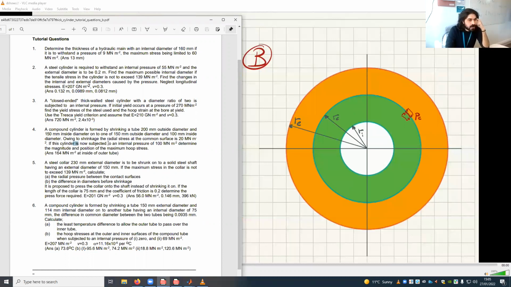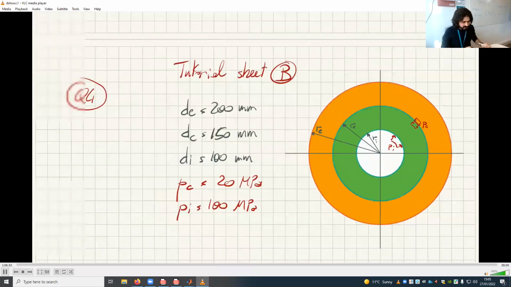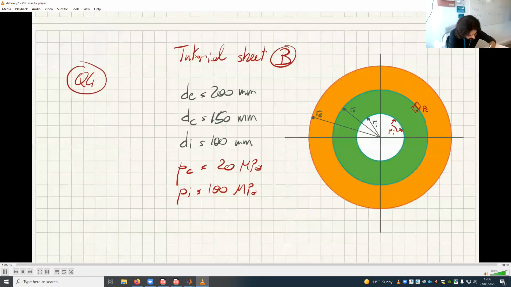If the cylinder is now subjected to an internal pressure of 100 megapascal, so we also have an internal pressure here, PI, of 100 megapascals. Determine the magnitude and the position of the maximum hoop stress. Okay, so let's crack this down. We want to find sigma theta max, and also R at which sigma theta is max.